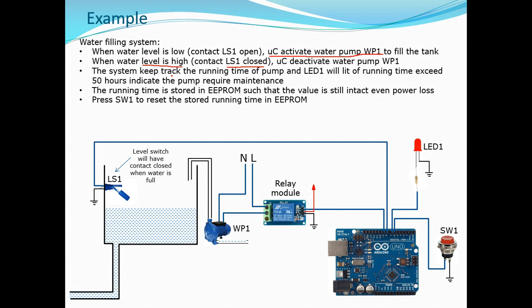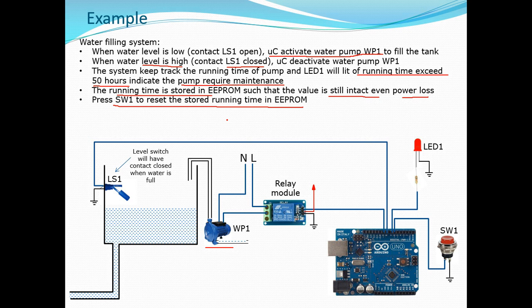The system will keep track of the running time of the pump. The LED will light up if the running time exceeds 50 hours, to indicate the pump requires maintenance. That means every 50 hours of working, the water pump needs to be maintained. So you need to do some maintenance, calibration and so on. And then the running time is stored in the EEPROM such that the value is still intact even if the power is lost. And then switch one you use to reset the stored running time in EEPROM.